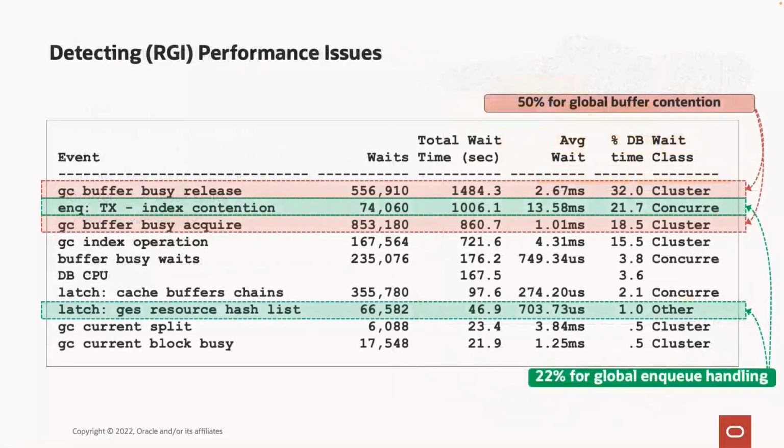So how do you know? Hey, Anil, I don't even know how to figure out if I'm running into RGI issues. Well, this is a way by which you can see it. Essentially, you can see that there is a TX index contention and there is a GS resource hash split. You can see that basically 21 plus 1, about 22%, we are waiting on global NQ handling. And then you can see that the GC buffer acquire and release is about 50%. So this is an idea that you can look at. Obviously, the specific numbers depend on your particular workload. But this is a good way to know that, hey, if you see a lot of NQ for TX index contention, this is some workload that can benefit from it.